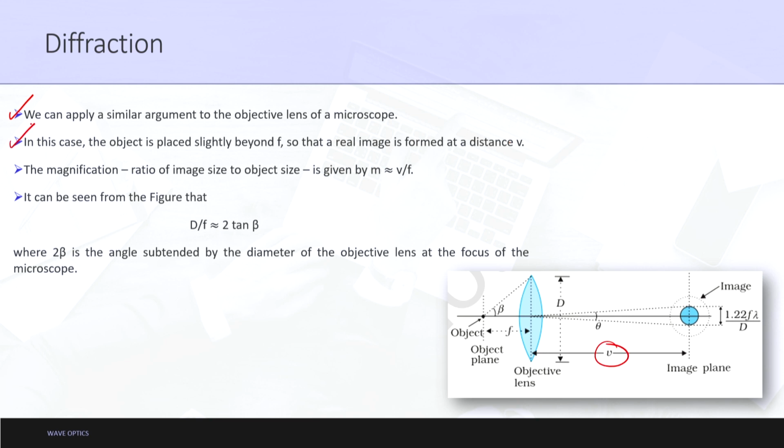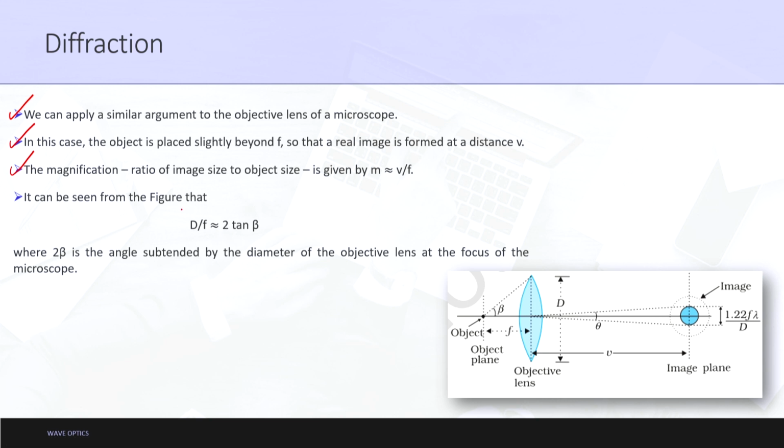The magnification, what is magnification? Magnification is nothing but the ratio of image size to the object size. So, the magnification is the ratio of image size to object size, given by small m is equal to small v by small f. So, magnification is nothing but the value of this divided by this value, that is small v by small f. These are all the concepts of your optics only, so I am not going into details of these parts.